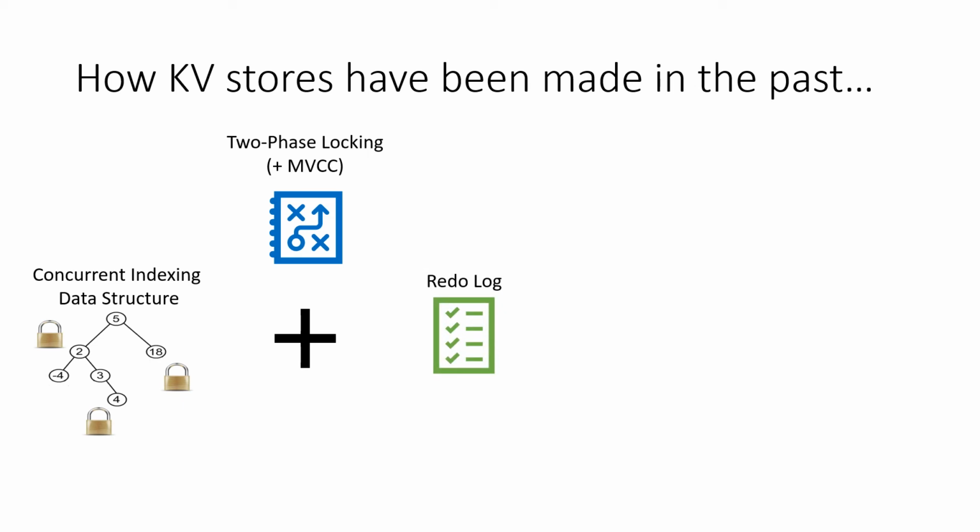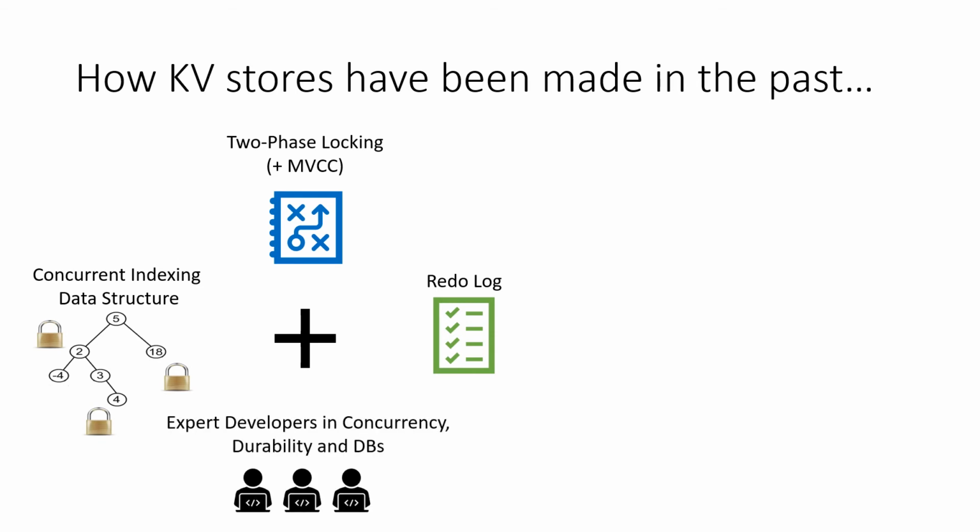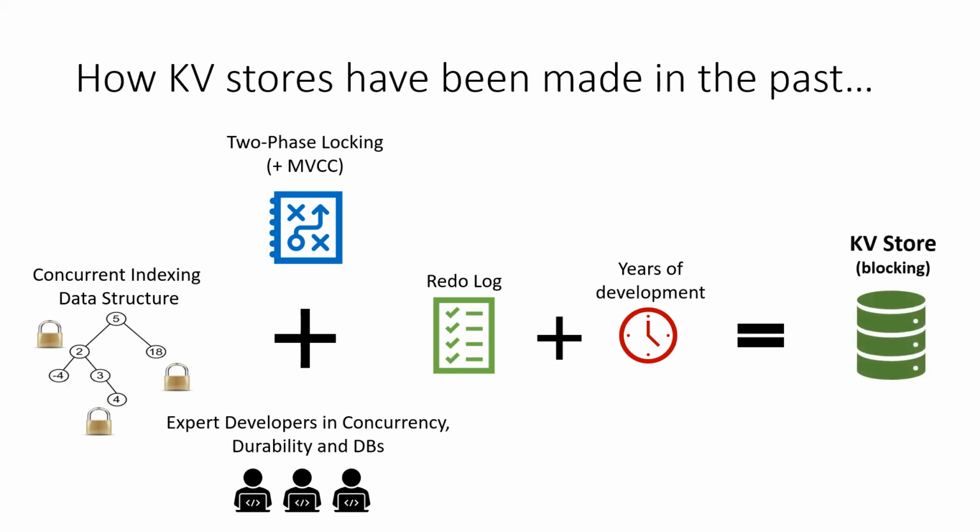We would also need a redo log so that operations on the key-value store are resilient to failures. The redo log provides the persistence or durability. And ultimately, you would need expert developers in concurrency, durability, and databases to glue all of these together and make one key-value store. Now, this typically takes years of development, and in the end, you get a blocking key-value store.